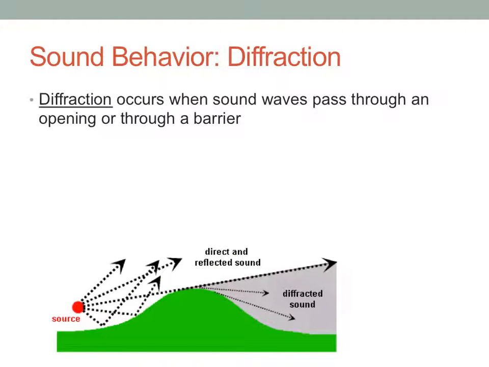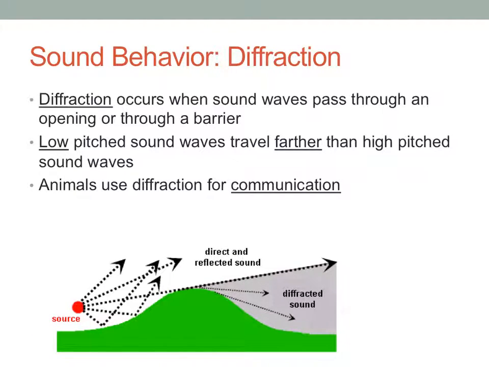And then the last sound behavior is diffraction. Diffraction occurs when sound waves pass through a barrier and spread out. So again, same behavior. Now we're going to look at it specifically for sound. And so diffraction occurs when waves pass through that opening and spread out.